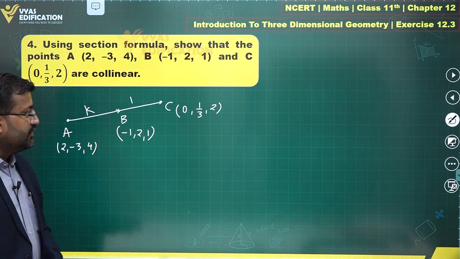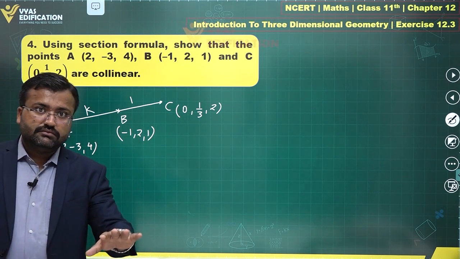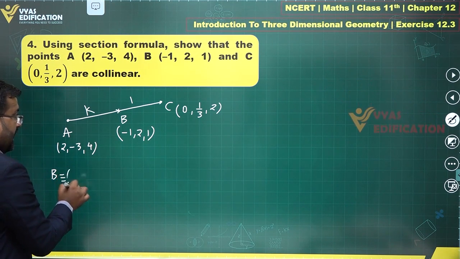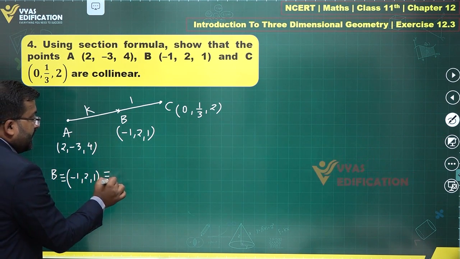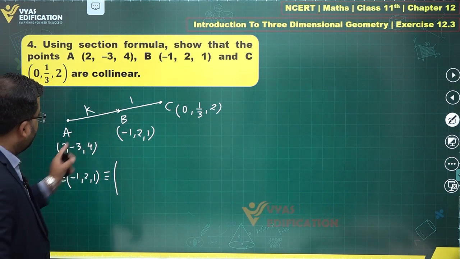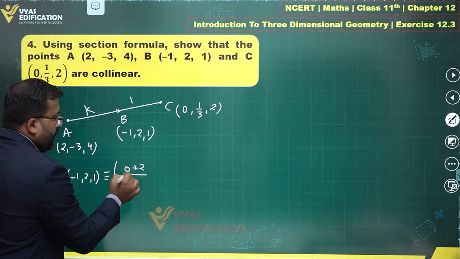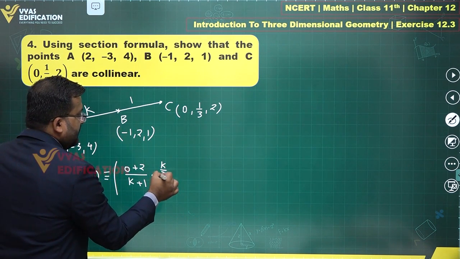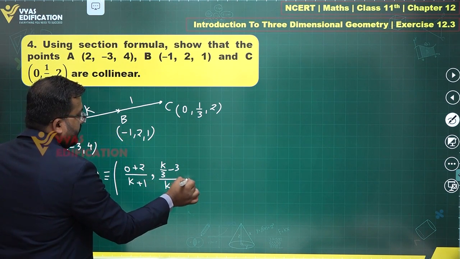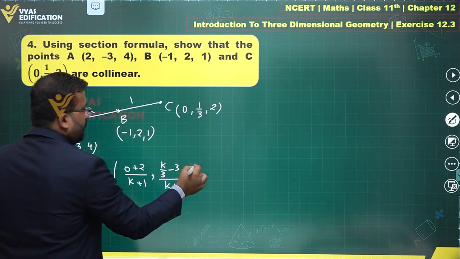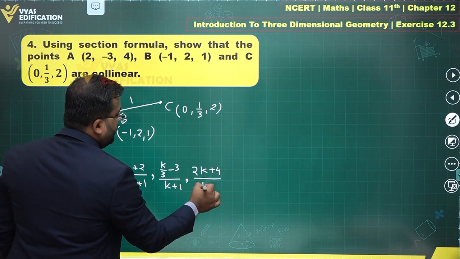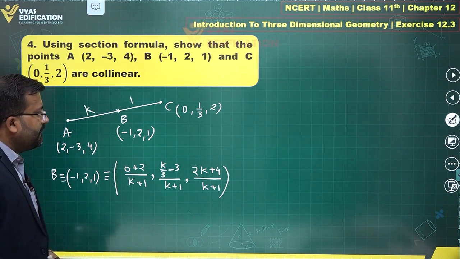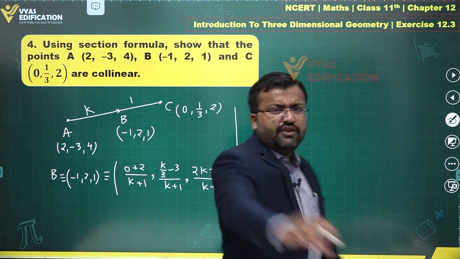By the way, to simplify calculations, you could have taken B here and C here as well. But it doesn't make a difference. We can deal with this as well. So the coordinates of B are (-1, 2, 1), or you can write them in terms of K as (K times 0 plus 1 times 2)/(K+1), (K times 1 plus 1 times -3)/(K+1), (K times 2 plus 1 times 4)/(K+1). This is what you can do. Pretty simple, right? And now, can you find K?